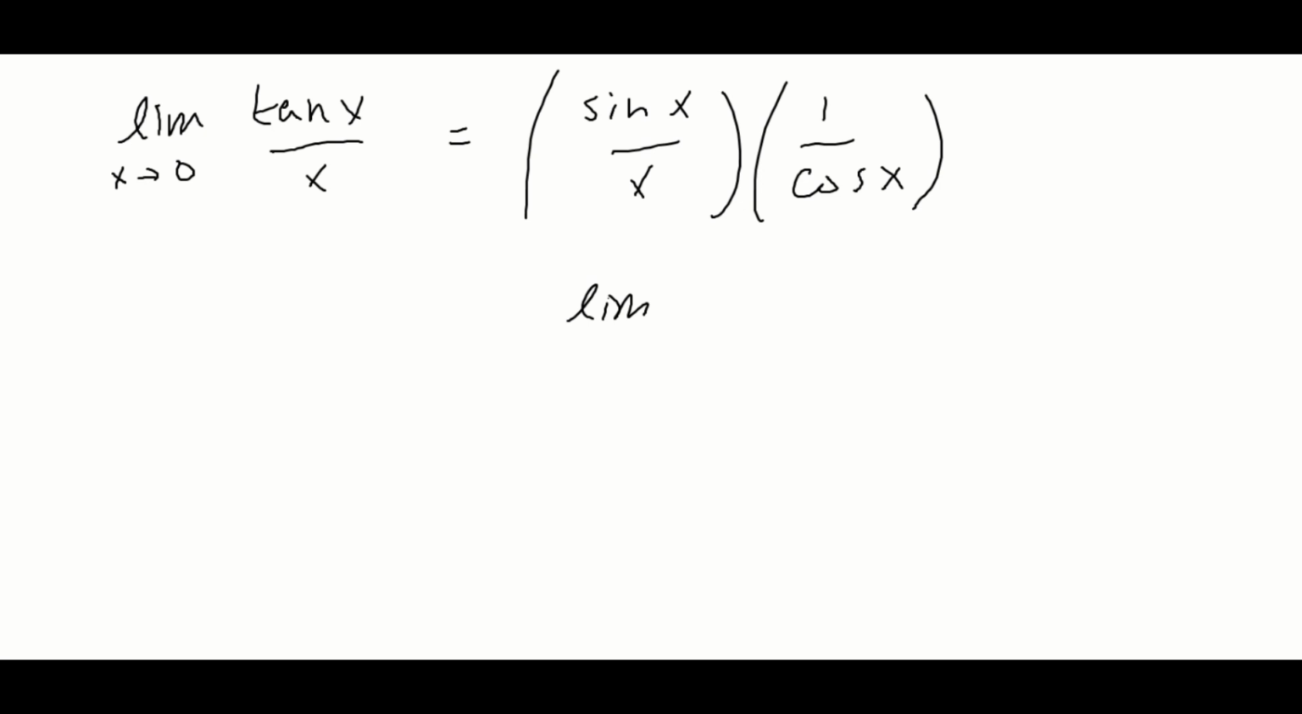So sine x over x is one of our special trig limits. The limit of that function as x goes to 0 is 1. And the limit of cosine x as x approaches 0 is also 1. And 1 over 1 is 1. So the limit of tangent x over x as x approaches 0 is 1.